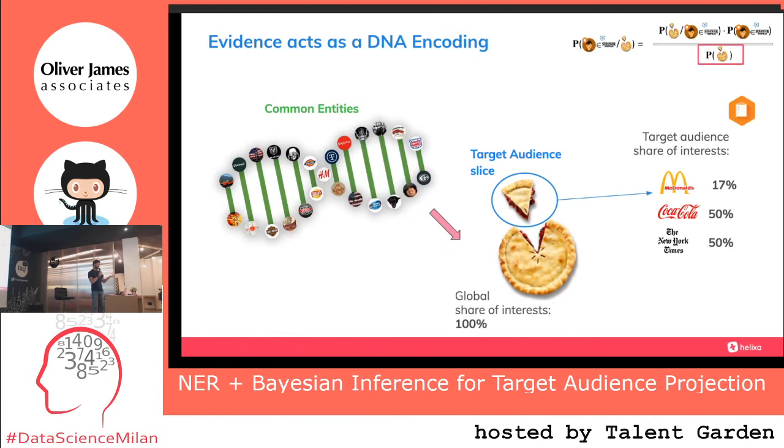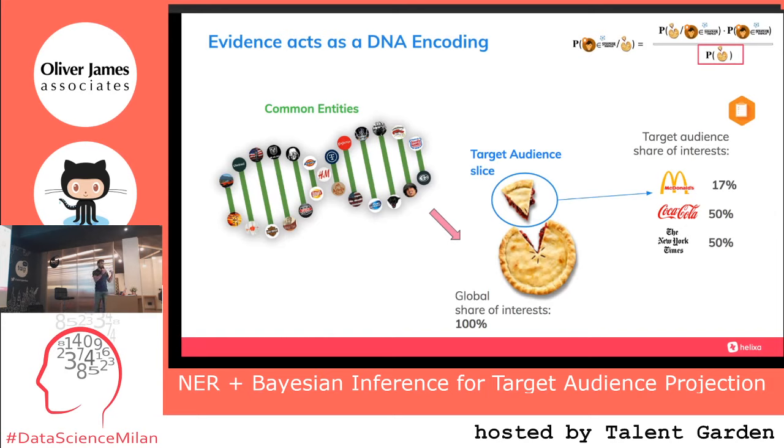Now we're going to see how those different bits are calculated. The most important part is the evidence. Because the evidence for us is like DNA, the encoding of the audience. No matter how you have defined the audience in the source domain, you grab some statistics about the common entities, and those statistics, the pi representation, are the encoding that you will reuse in the other domain to reconstruct what are the individuals that might look like this audience, okay? So this is the common step that we use for projection.